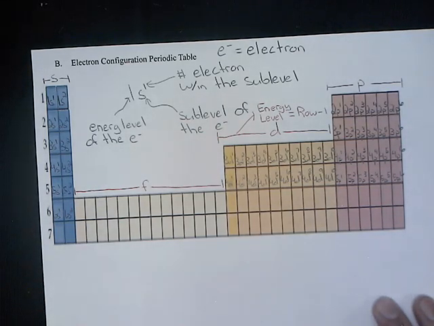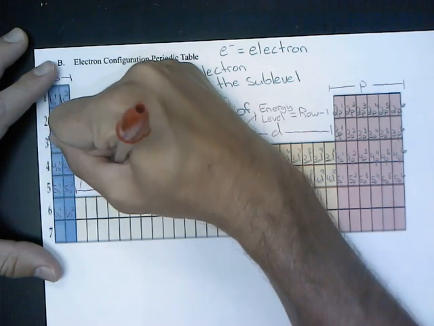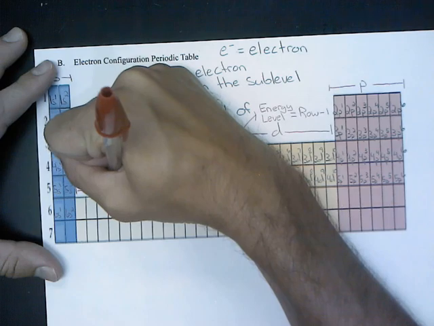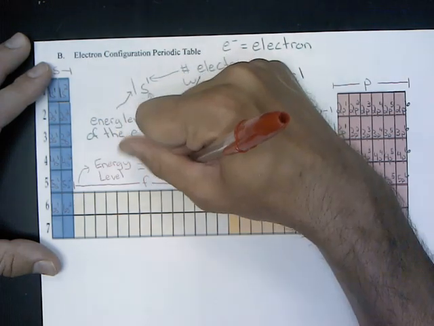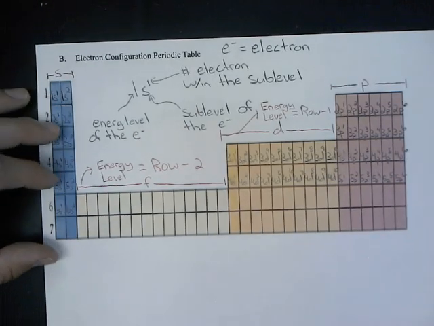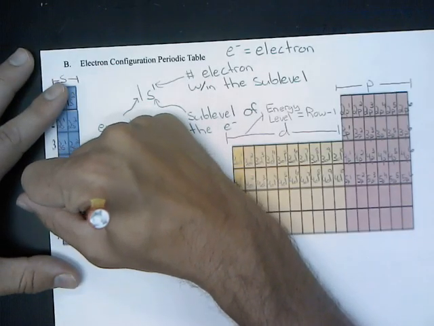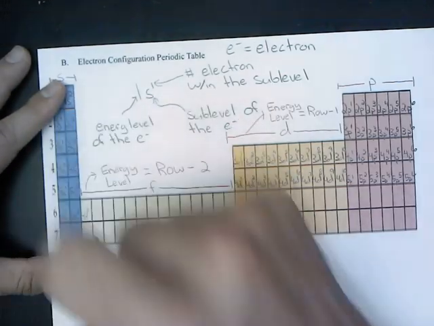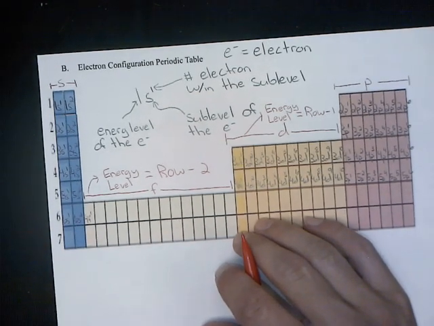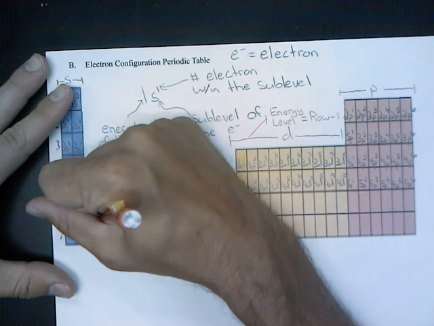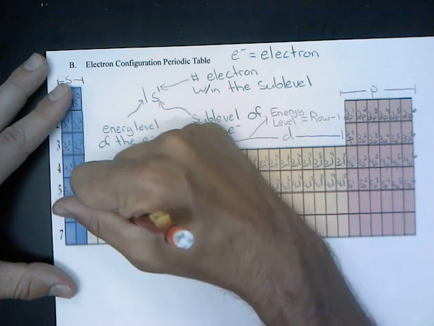For the f sublevel, the energy level, we now have to do not row minus 1, but row minus 2 to find out what the energy level is. So again, row minus 2. We're in the sixth row. 6 minus 2 is 4. And so this 4f1 box would represent lanthanum. This next box would be 4f2, and we would do this all the way over to 4f14.